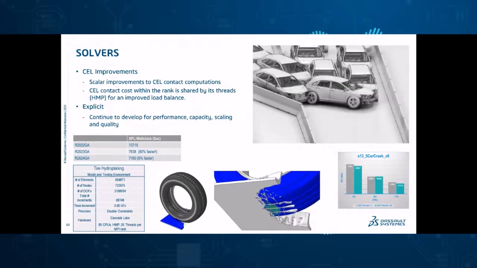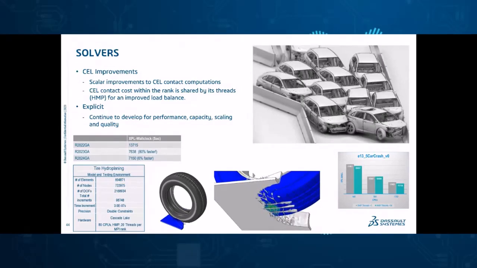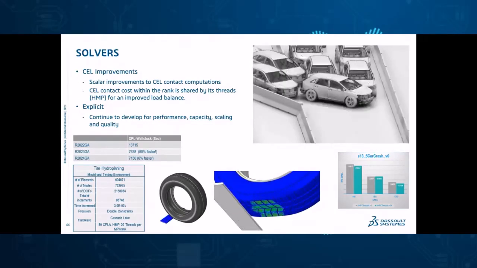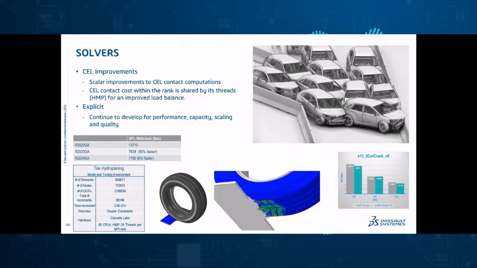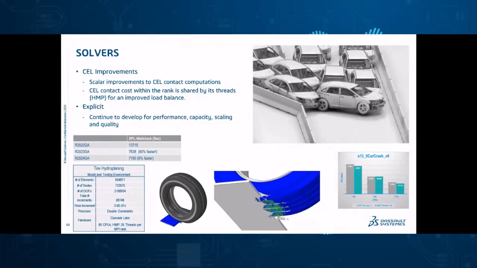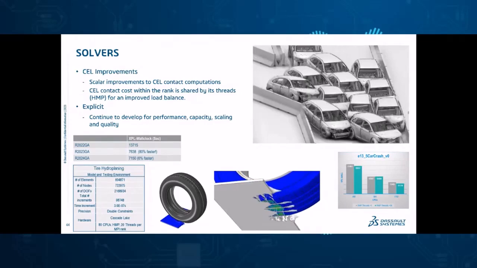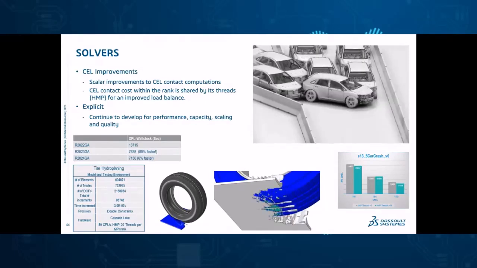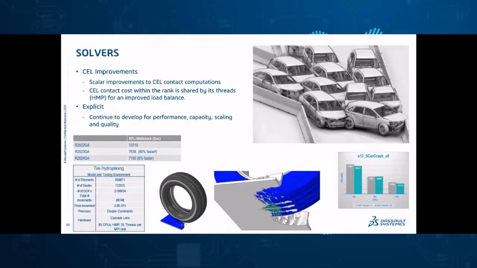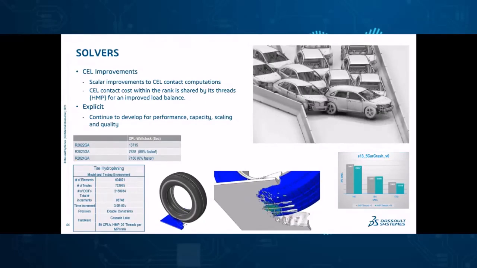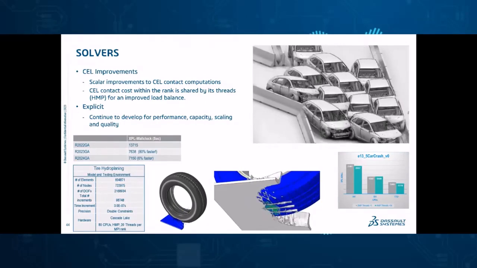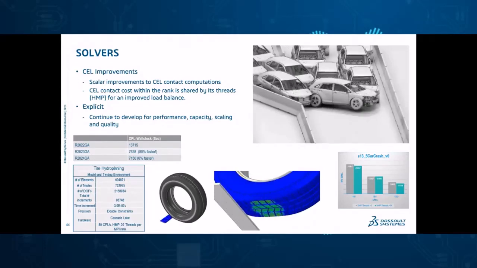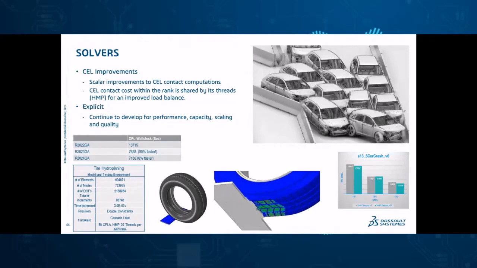And there's plenty more really, but I think this just highlights some of the developments in explicit, specifically relating to performance, capacity, scaling, and quality. So I guess we're always looking to be able to solve bigger models faster by using better scaling strategies, as well as leveraging the newer CPU architecture. And overall, we continue really to prioritize accuracy and repeatability within explicit developments.